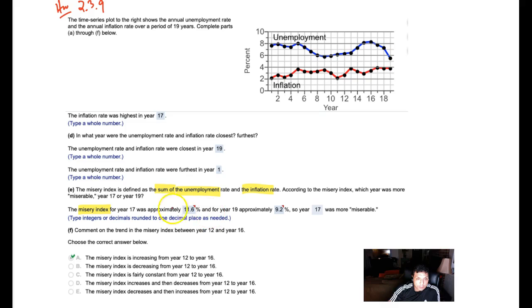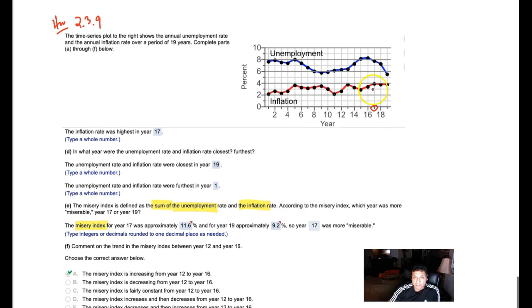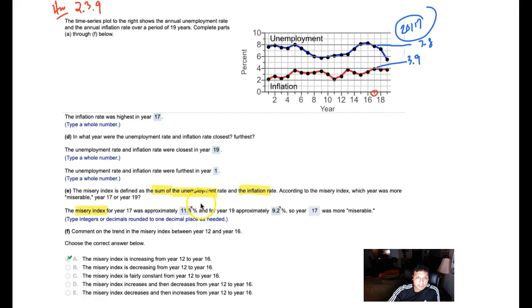To answer this question, the misery index for year 17, which is right here, was approximately what for 17? To get that answer, you would add these two. I can't get exactly, but this number here looks like 3.9. So this is for the year 17. And then this one looks maybe like a 7.8, a little bit lower, 7.8. And so the misery index would be those added together. You can see the answer is 11.6.